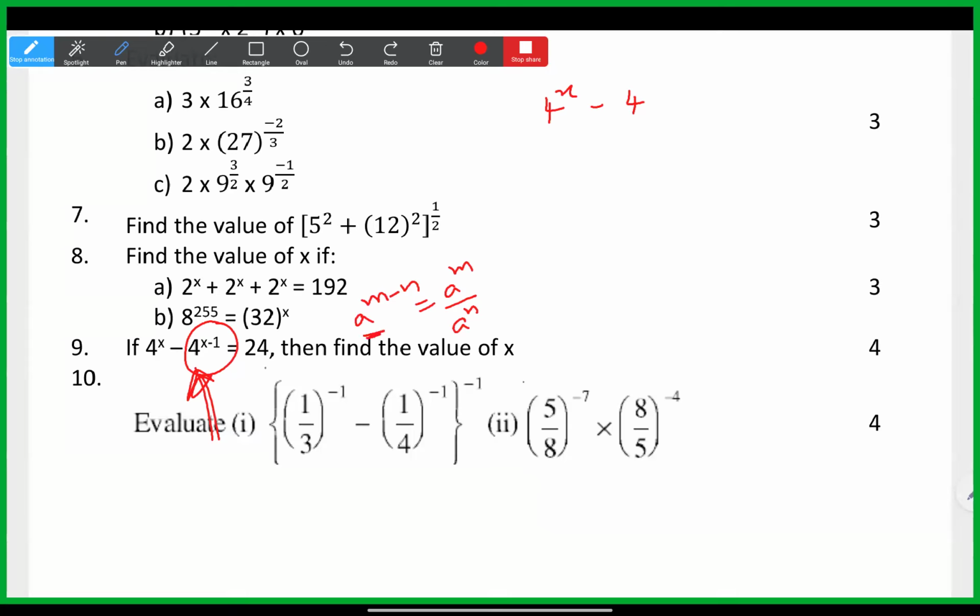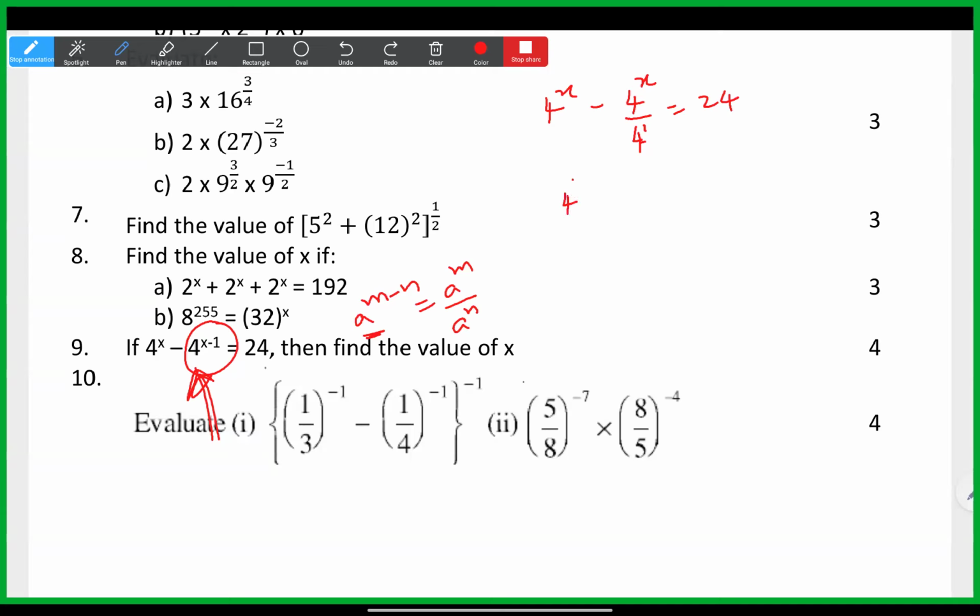Sir, 4 power x by 4 power 1. Here n is 1, which means 4 power 1, which is 4 only, no? Yes, sir. Is equal to the right side, 24. Now we should do LCM here, Aisha. Otherwise, you will take 4 power x common.